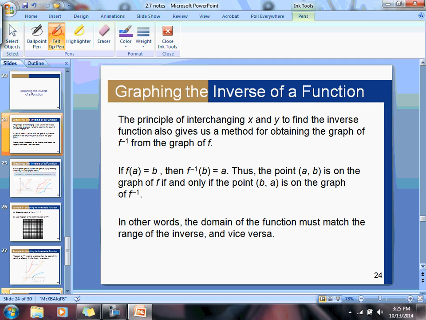Okay, so now we're going to graph some functions. And basically, when you have inverses, this middle part of this slide is getting at the main point. When you have your original function, you're going to have some ordered pair in it that's (a, b). And if your functions are inverses, then the inverse function is going to have a point that's (b, a). So the domain of the function has to match the range of the inverse, and vice versa. So you're basically flip-flopping all your ordered pairs. Okay?